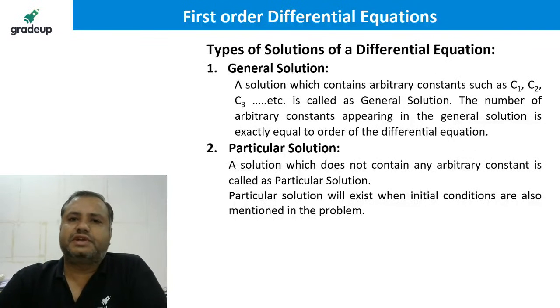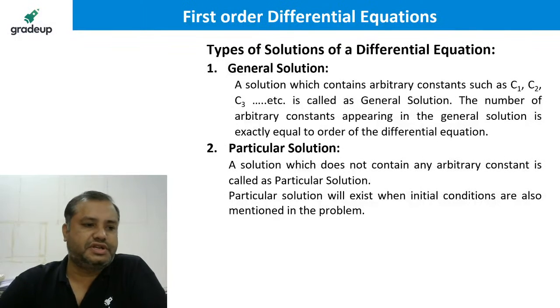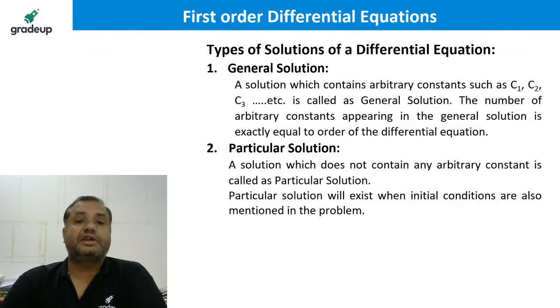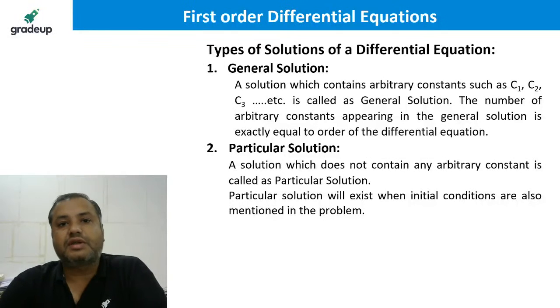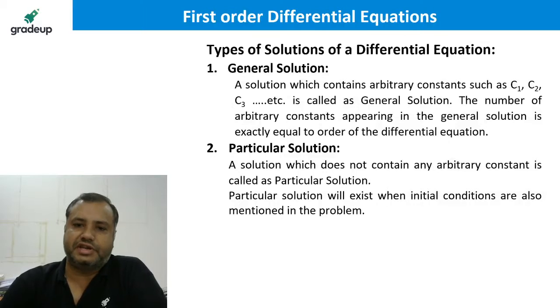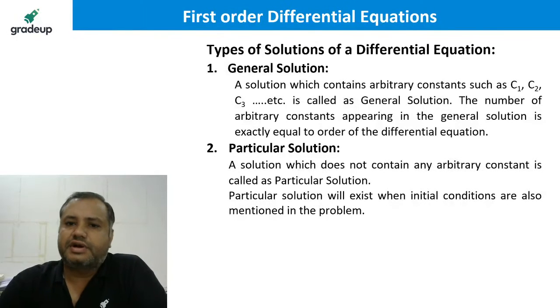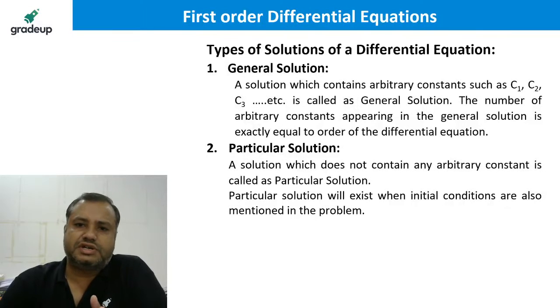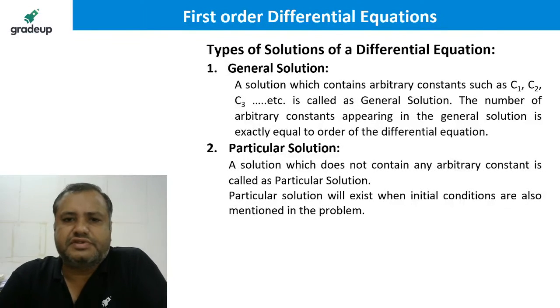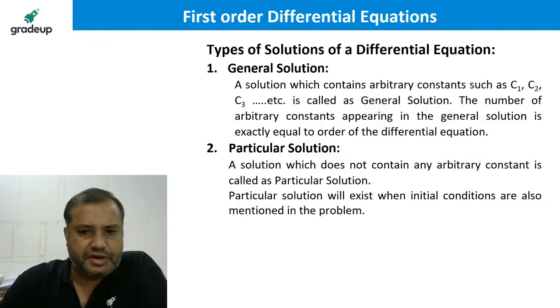There are basically two types of solution: general solution and particular solution. If a solution contains arbitrary constants, then it will be called a general solution. So how many arbitrary constants will be there? The number of arbitrary constants present in the general solution will be equal to the order of the differential equation. Suppose you have a second order differential equation, so two arbitrary constants will appear. If you have a first order differential equation, then only one arbitrary constant will appear.